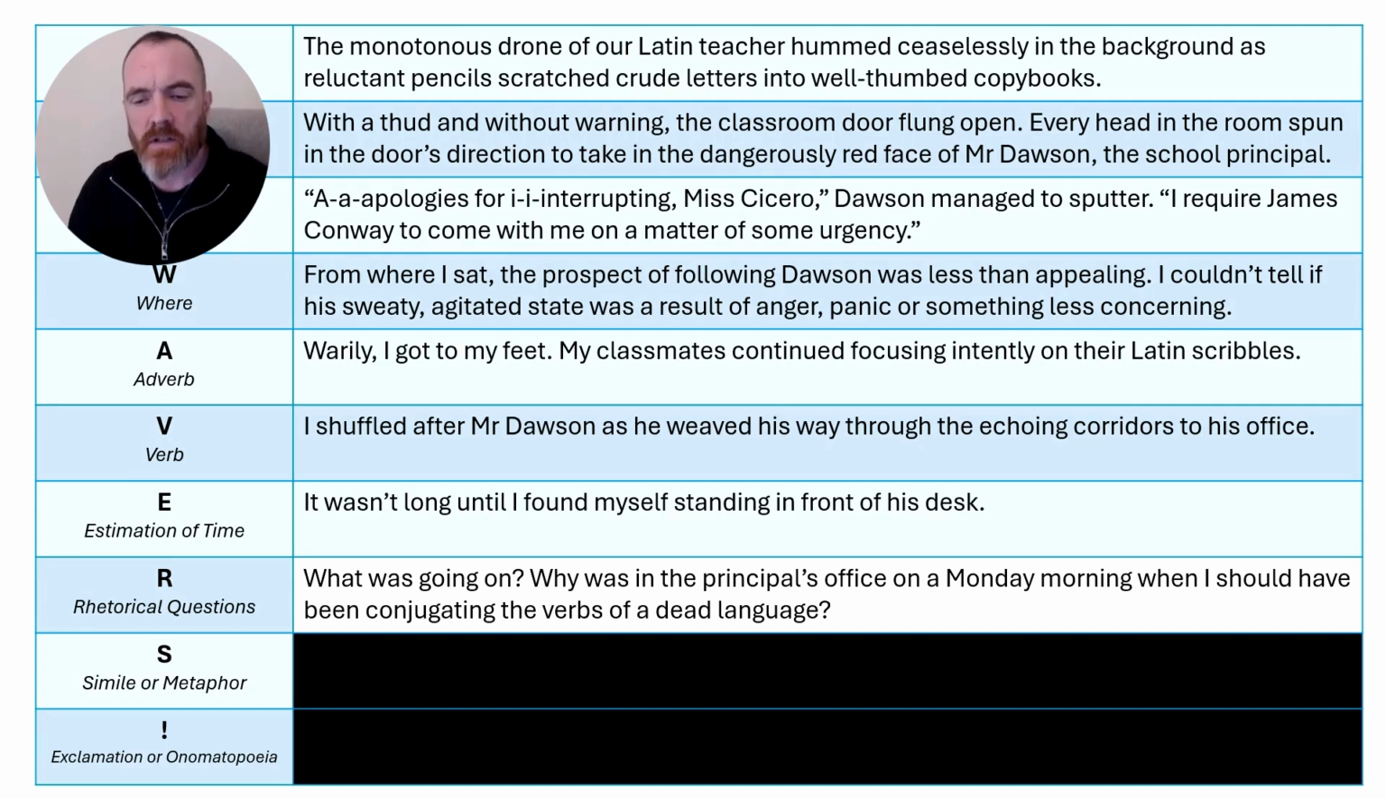Why was I in the principal's office on a Monday morning when I should have been conjugating the verbs of a dead language? Here, on reflection, probably best to italicize this to denote this is actual internal monologue, the thoughts of the character. So we can use italics to differentiate between the prose or the narrative, the descriptive writing. And then the dialogue is obviously punctuated with the speech marks. And then when we're going inside the head and hearing the actual thoughts of the character, italics are often a good way to do that.